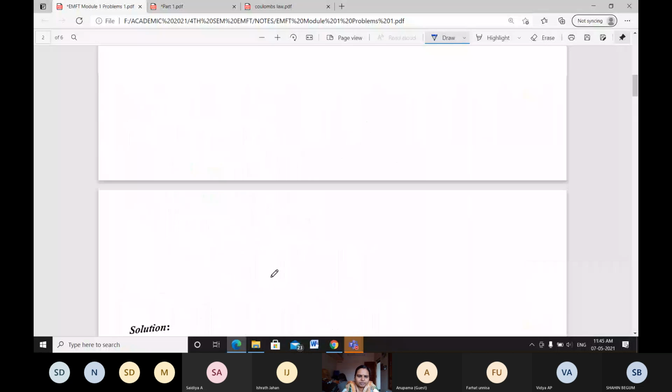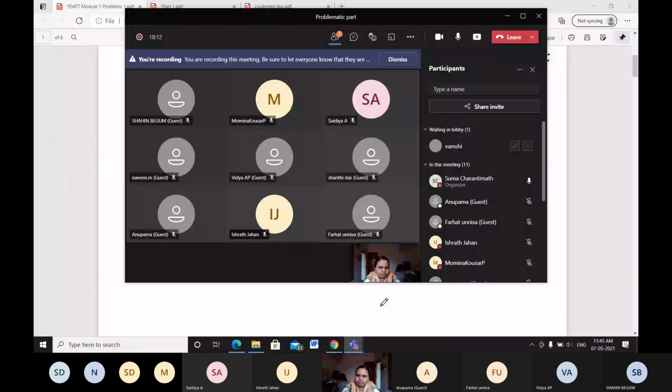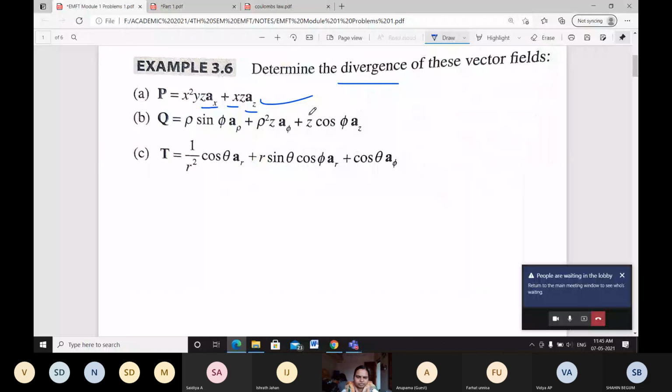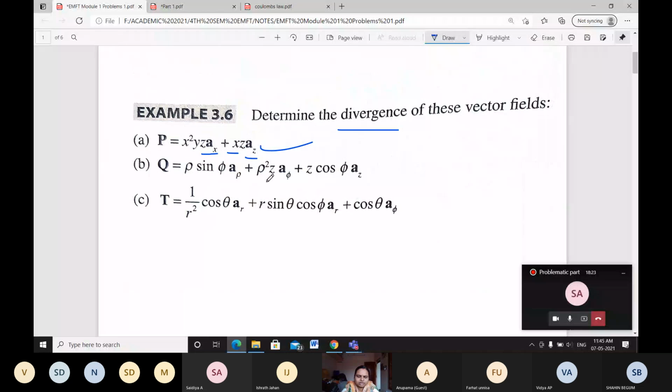In the same way, for the second question, which coordinate system is it? It is a cylindrical coordinate system, rho, phi, z. We have to use this equation, that is 1 by rho ∂/∂rho of rho A rho, plus 1 by rho ∂A phi/∂phi, plus ∂Az/∂z.